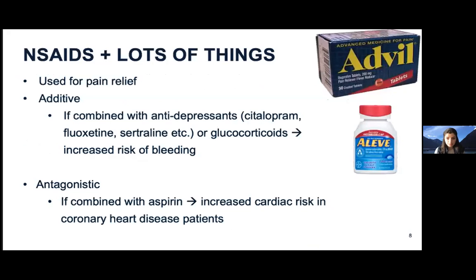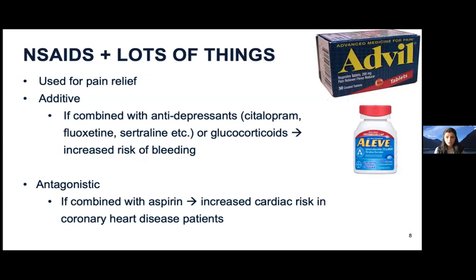Another common example are NSAIDs, or non-steroidal anti-inflammatories. So this includes medications such as ibuprofen or naproxen, and they're typically used for things like pain relief and inflammation. So as you will come to see, despite them being over the counter, they can interact with a lot of things. And typically, potentially from an additive point of view, but also from an antagonistic point of view.